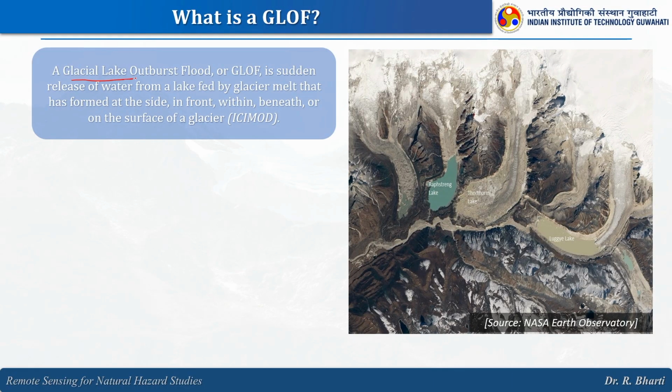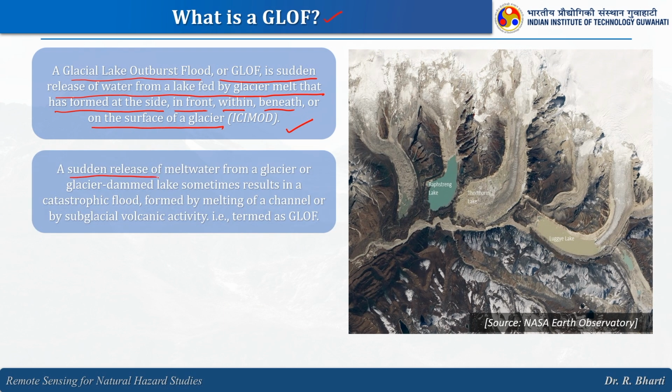What is a GLOF? A glacial lake outburst flood, or GLOF, is a sudden release of water from a lake fed by glacier melt that has formed at the side, in front, within, beneath or on the surface of the glacier. So, any kind of release of water from these lakes, that will be GLOF.